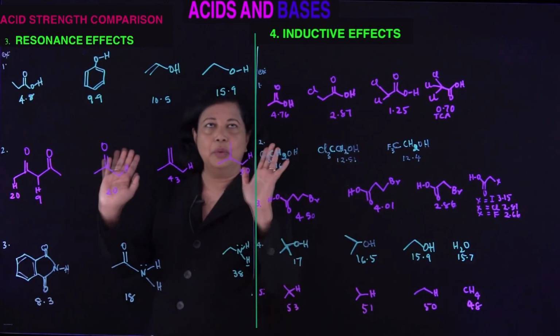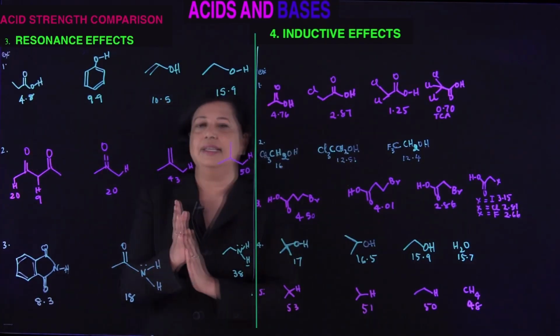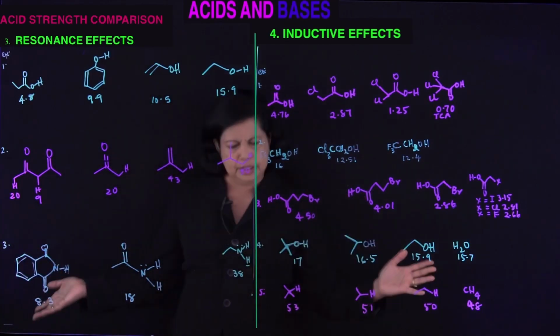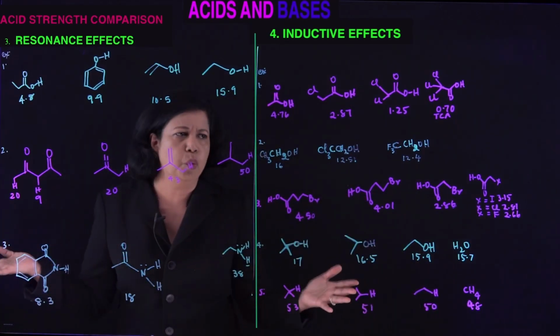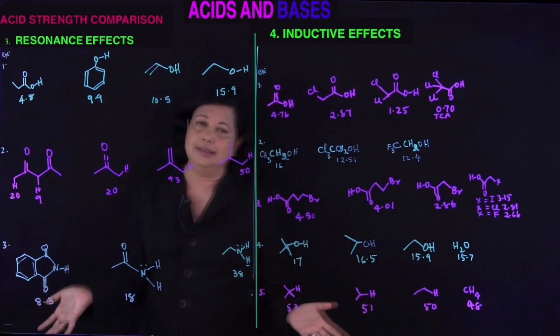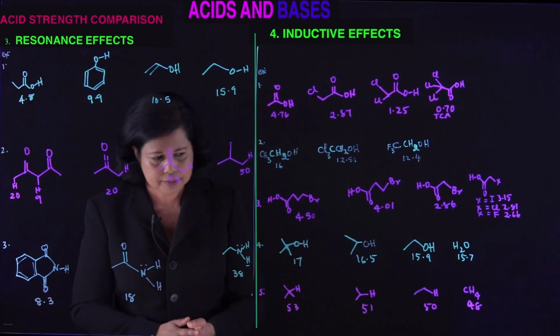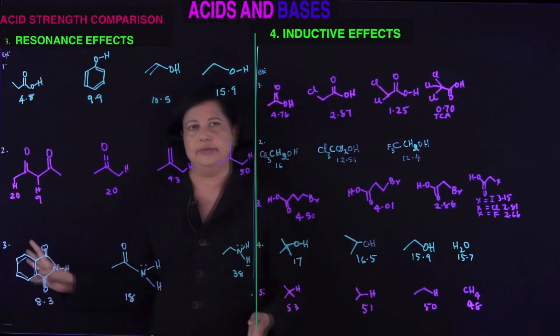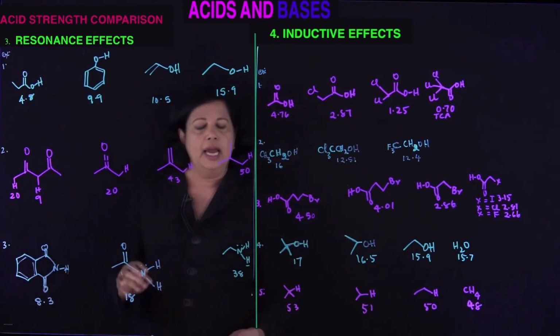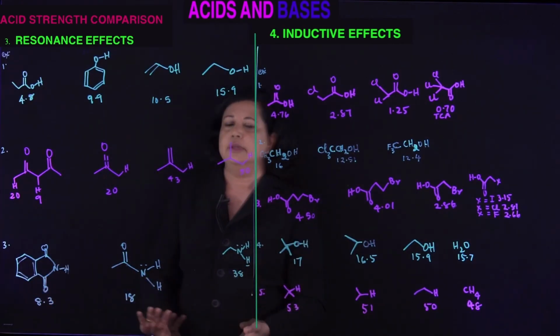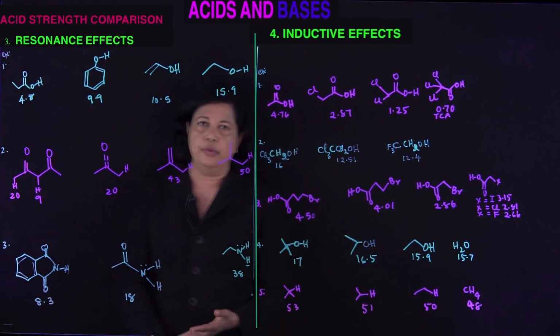Hello everybody, welcome back. Acids and bases. We're going to compare acid strengths and see why certain molecules are way more acidic than others. We talked about two effects last time. There are a total of 4 that we'd like to talk about. Actually, there should be 5 and the 5th one should be solvent effect. But for right now, let's just talk about 4.